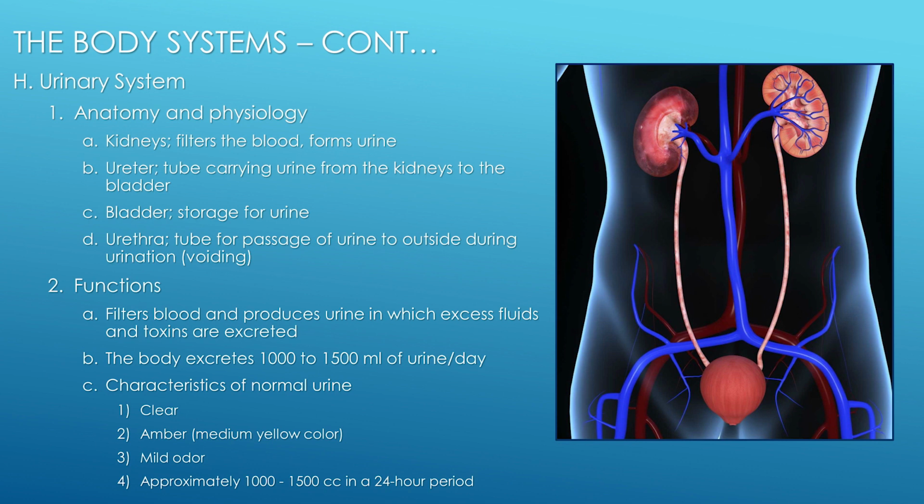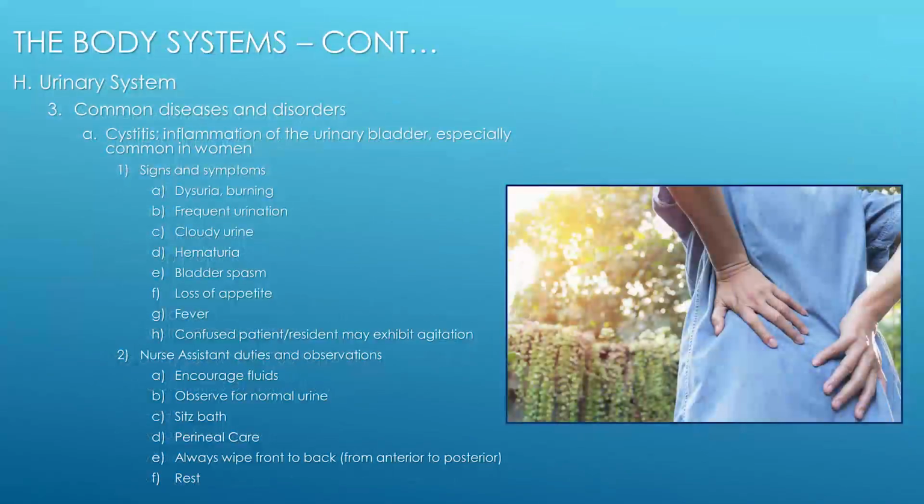Functions, filters blood and produces urine, in which excess fluids and toxins are excreted. The body excretes 1,000 to 1,500 milliliters of urine per day. Characteristics of normal urine: clear, amber, medium yellow color, mild odor, approximately 1,000 to 1,500 cc's in a 24-hour period. Common diseases and disorders. Cystitis, which is an inflammation of the urinary bladder, especially common in women. Signs and symptoms include dysuria, burning, frequent urination, cloudy urine, hematuria, bladder spasm, loss of appetite, fever.